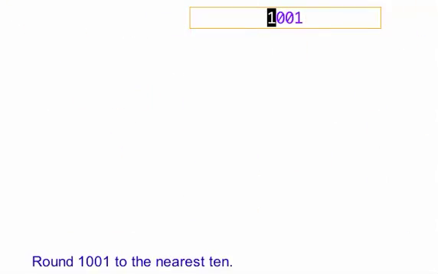Okay, round 1001 to the nearest 10. Well, this is the nearest 10, and the ones place tells us to round up or down, and it's lower than 5. It's lower than 5, so we're going to round down. So that means this stays a 0, and everything else after it becomes 0.